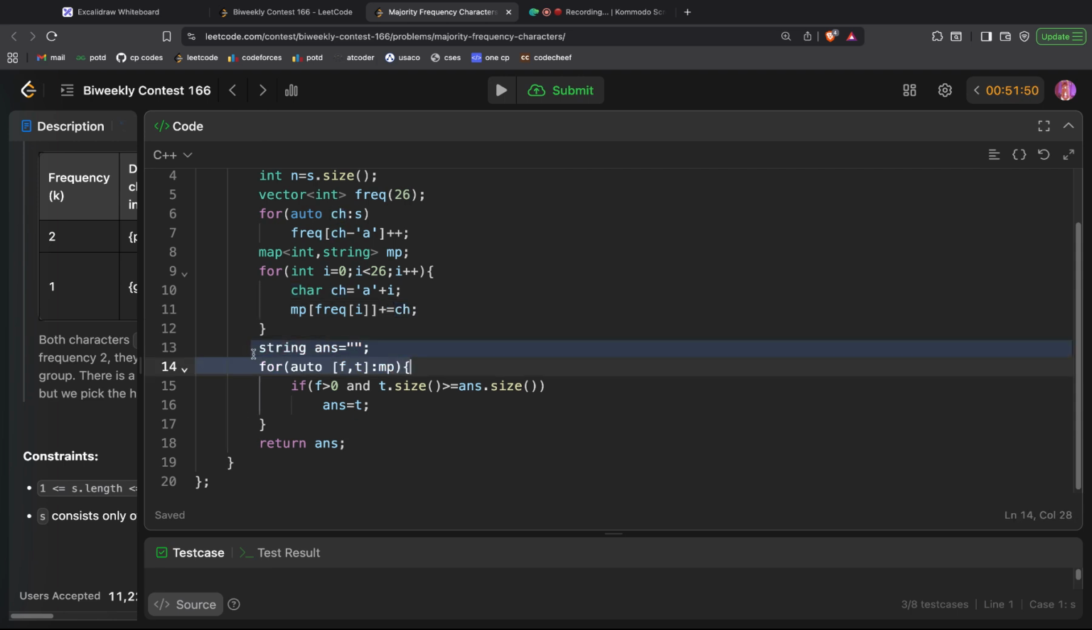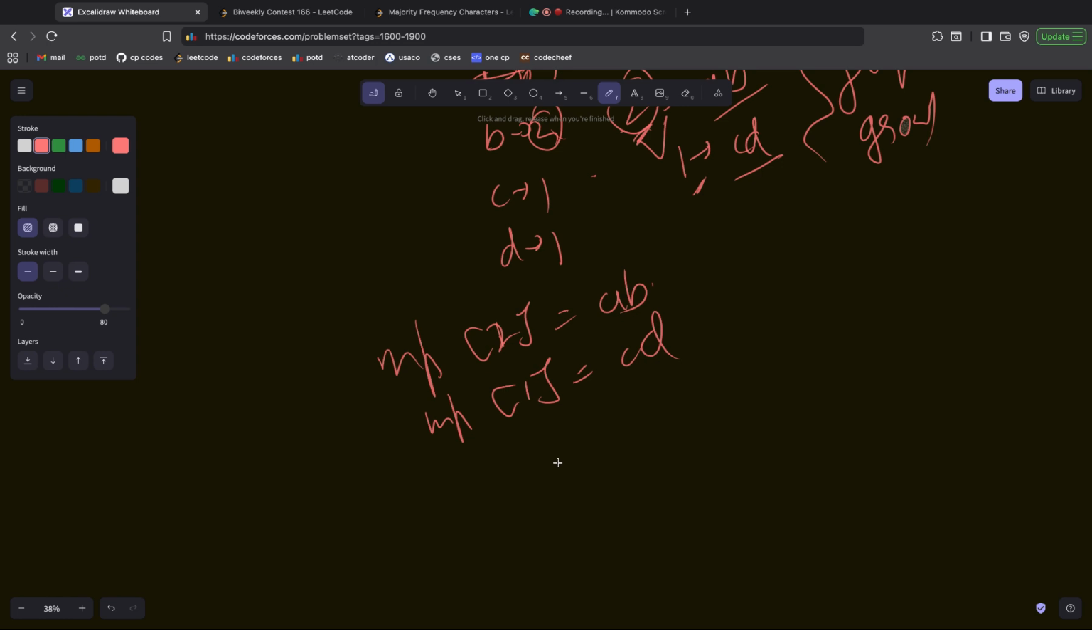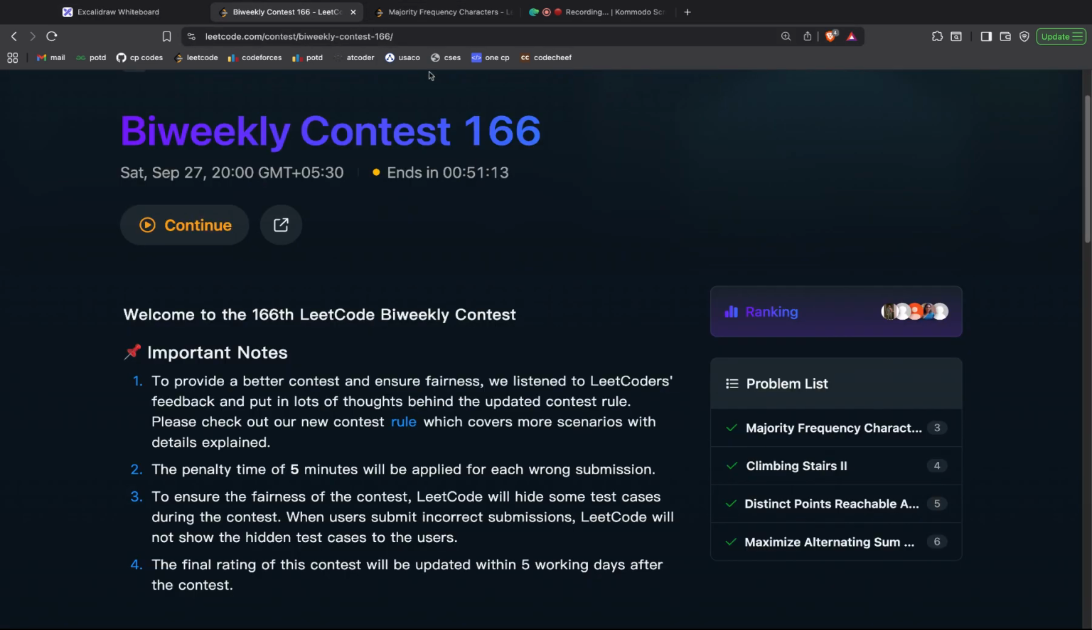Then in the answer variable, I want to store the answer, so I iterate over this map, and if the frequency is greater than 0, and the string size is greater than... okay, so why do we need this if f is greater than 0? Because mp of 2 and 1 makes sense, but mp of 0 would be all the characters in the string that have 0 frequency. That would be all A to Z minus just A, B, C, D. And this would be the biggest here, but we don't want this. So frequency has to be greater than 0 for it to be considered in the answer.